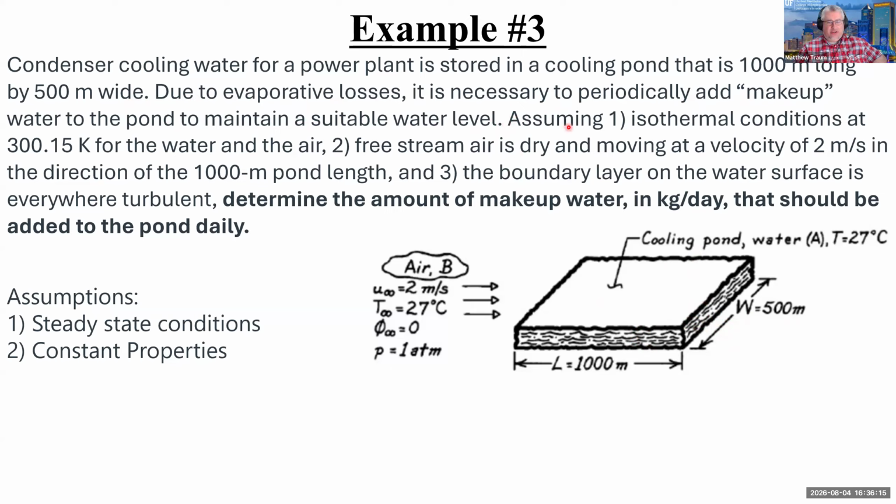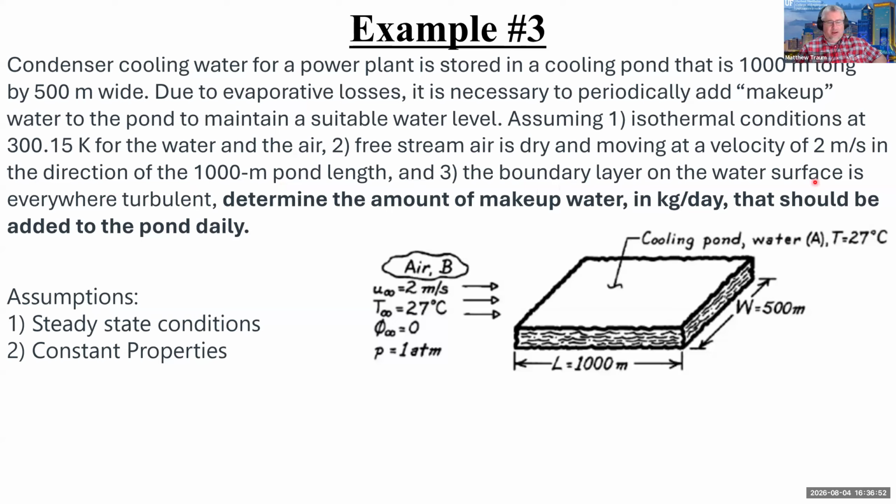So we're going to make some assumptions given to us by the book. One is isothermal conditions at about 300 Kelvin for the water and the air. Two is free stream air is dry and moving at a velocity of 2 meters per second in the direction of the 1,000-meter pond length, right? So as drawn here, the fluid is air. It is dry, right? So 0% relative humidity, and it's blowing in the long direction, the 1,000-meter direction over this cooling pond. And the boundary layer on the water surface is everywhere turbulent, right?